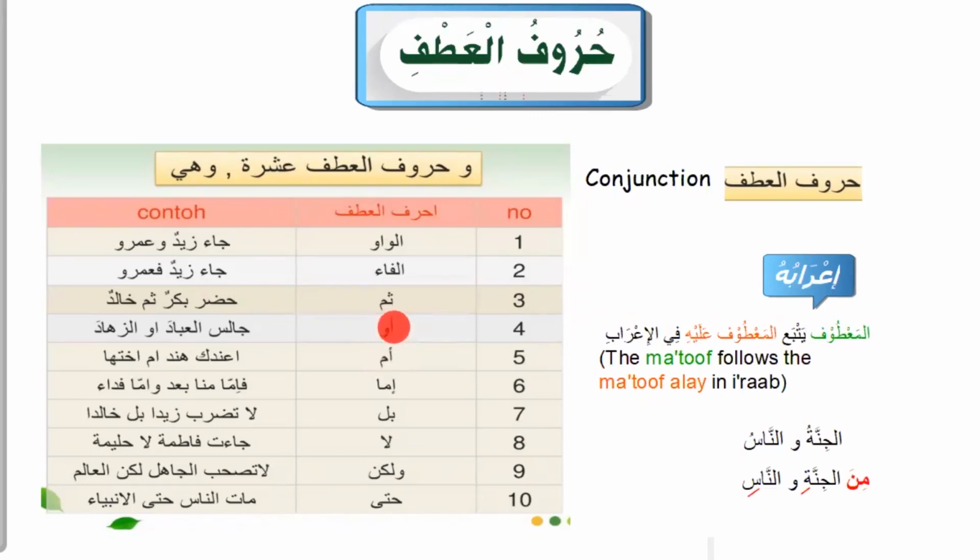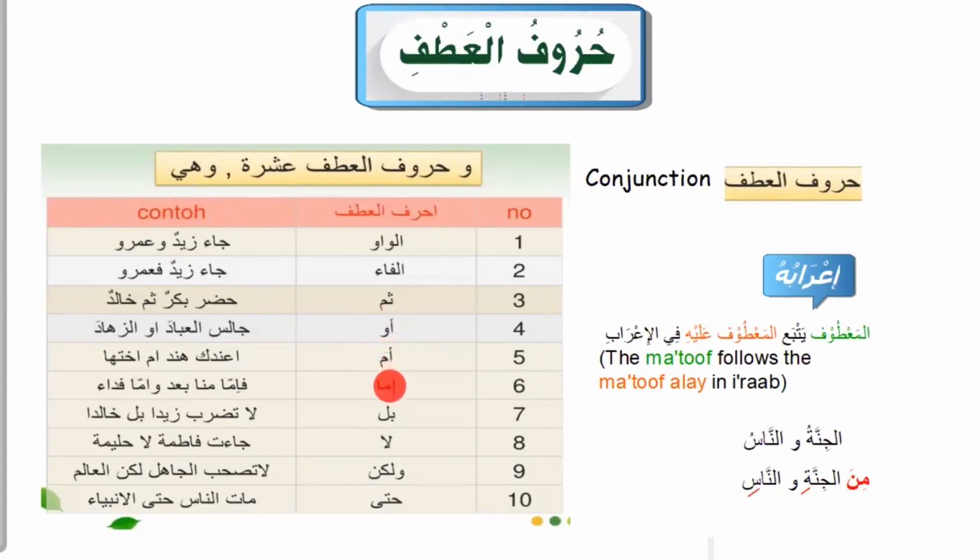So this is used in a positive sentence, and this is used in an interrogative sentence when you are asking a question. Okay, is this a book or a pen? "Haza qalamun am kitabun". But you do not say "haza qalamun aw kitabun". That's wrong. You can't use this "aw" in asking a question. I hope that is clear.